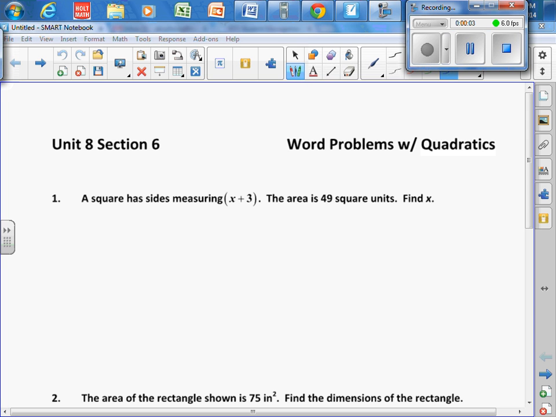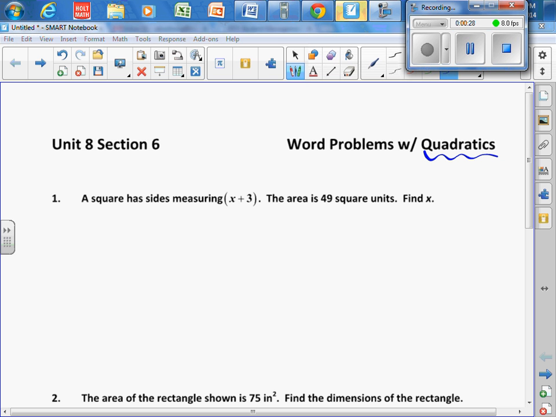All right, so let's see what we can do in section 6 here, where we're talking about word problems, story problems, and it looks like we're going to be using quadratics here. Let's read number 1. A square has sides measuring x plus 3. The area is 49 square units. We're supposed to find x.